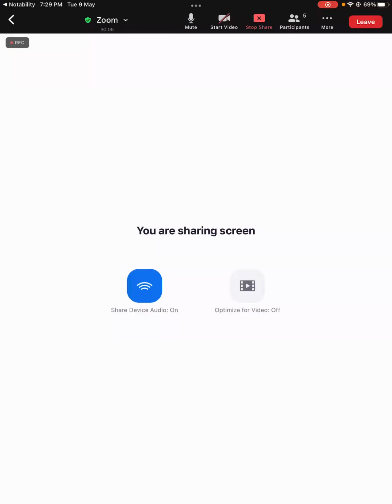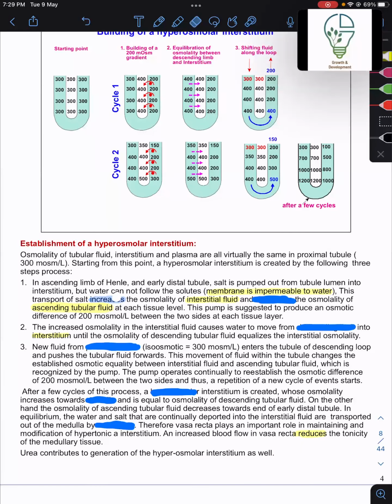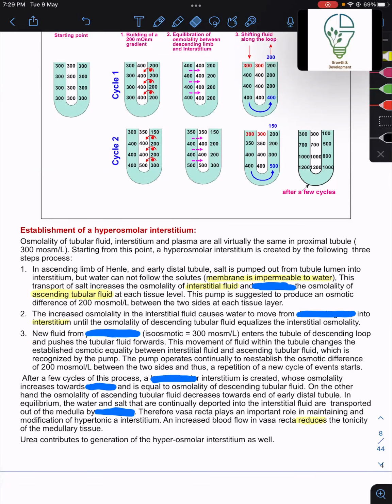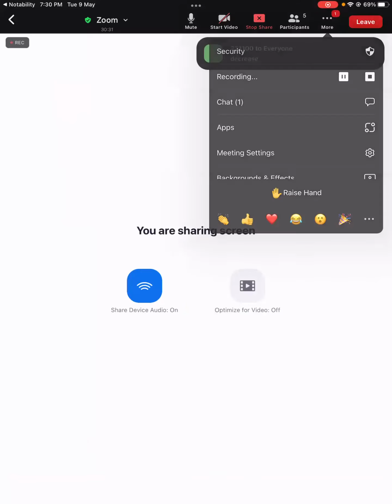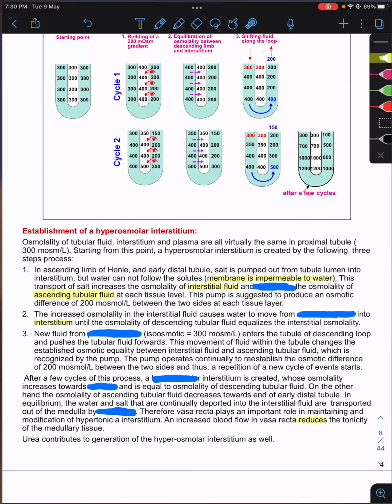Increase, good. Okay, and then what is it going to do to the tubular fluid? If salt is being pumped out of the tubular fluid, is that going to increase or decrease the osmolality of the tubular fluid? Decrease, exactly. So you guys are understanding the concept here. That's good.